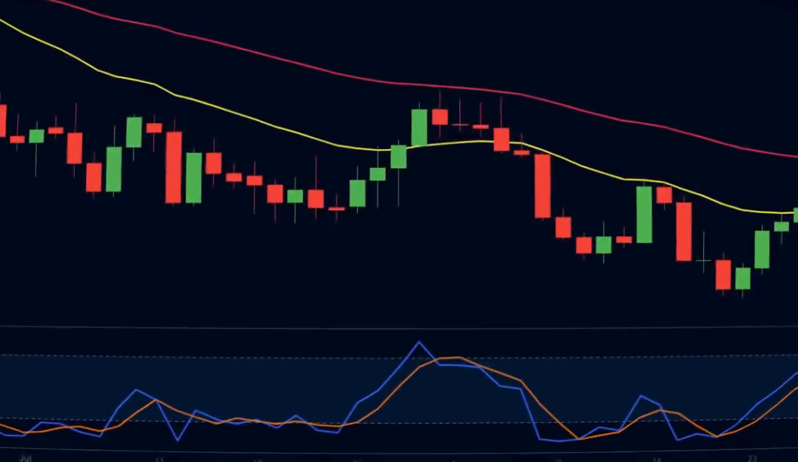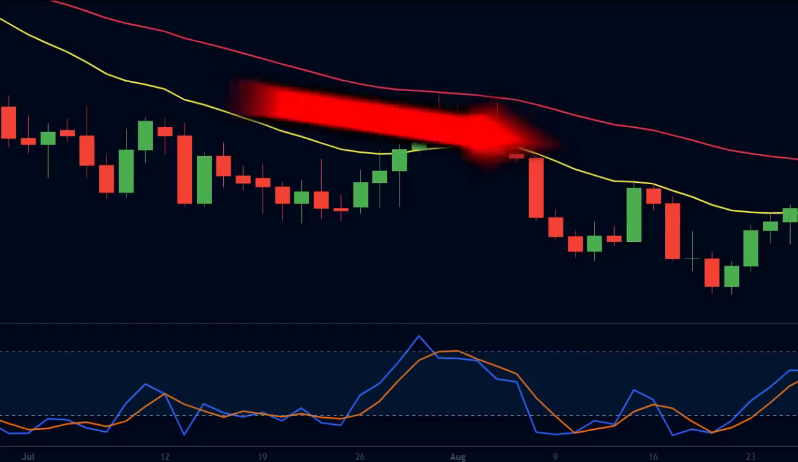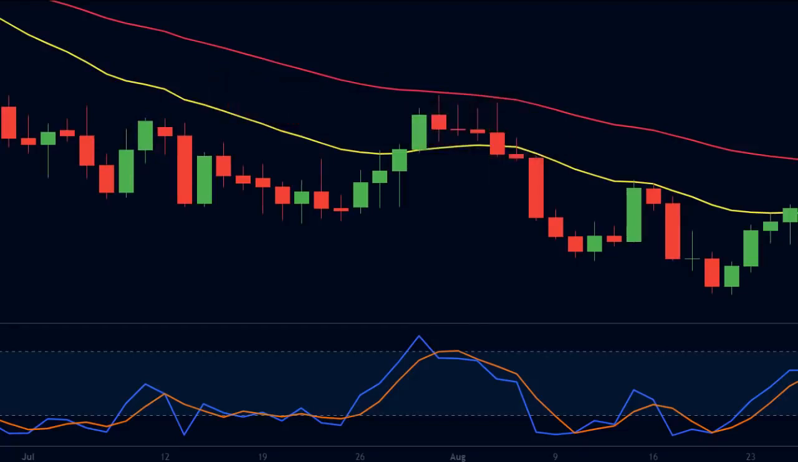Now let's look at a sell trade. On the sell trade, we will just invert the rules that we discussed in the buy trade. Here is an example. On this chart, we can clearly see that the price is trading below the moving averages. We can also see that the 21-period EMA is below the 50-period EMA. Both the EMAs are also sloped downwards.